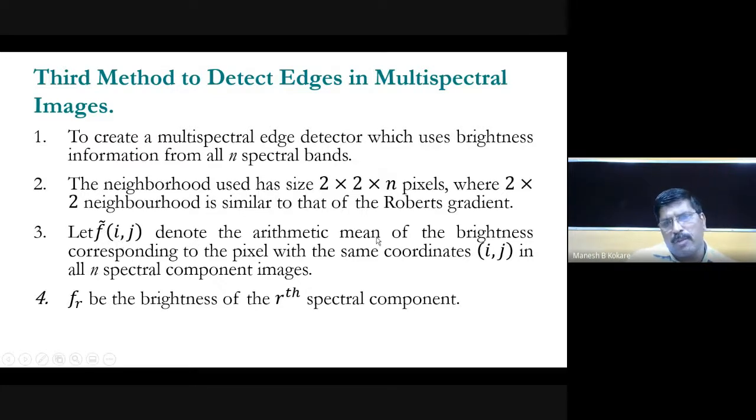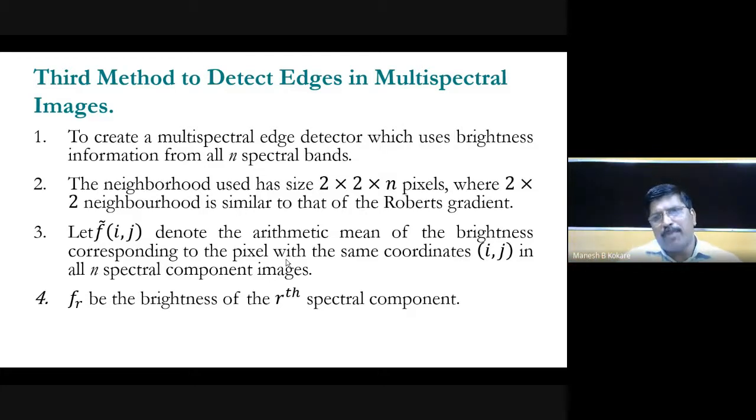Now let f tilde i,j denote the arithmetic mean of the brightness corresponding to the pixel with the same coordinates i,j in all n spectral component images. So you are finding f tilde i,j, which denotes the arithmetic mean of the brightness corresponding to the pixel with the same coordinates i,j. You have considered 2 by 2 and then n spectral components, and then you are taking the arithmetic mean of the brightness of that.